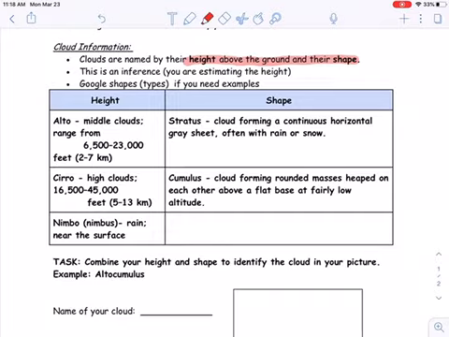Right? So we don't have instruments to tell you how high it is above the ground at your house, but we definitely know, is it really high up? Is it kind of hanging out in the middle? And then what does it look like as far as the shape goes?